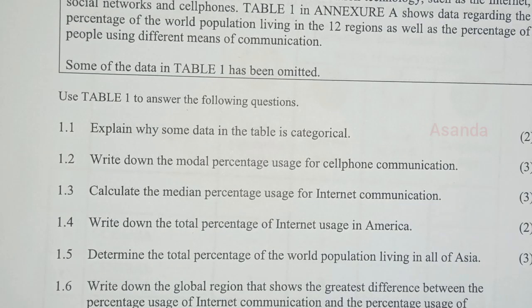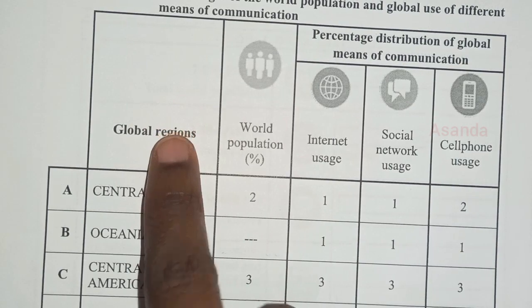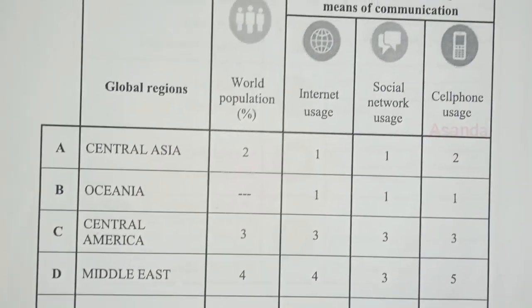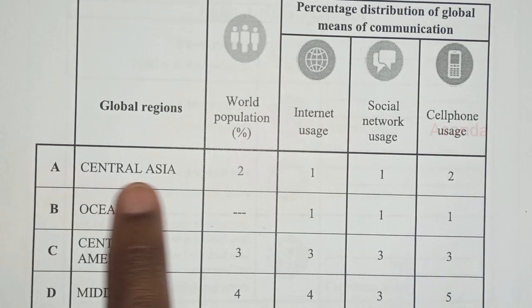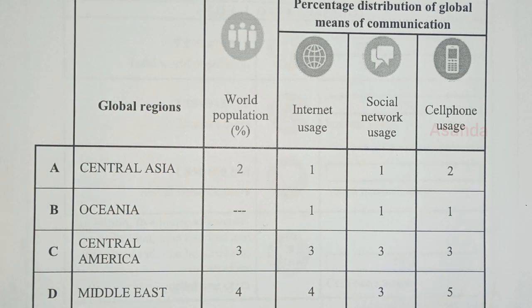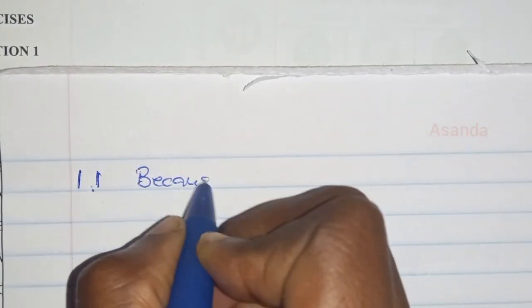Explain why some data in the table is categorical. So if you look at the table, you'll see that we are given global regions here, right? Even though they've measured some of these, this particular part is categorical. So this data here is given as categorical data. So the reason would be because of the regions.